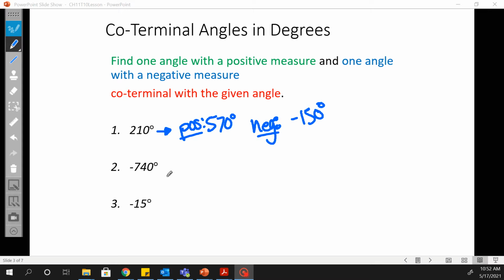Now negative 740, we want one with a positive measure and one with a negative measure. Well, I can find another negative measure by just adding 360 to negative 740. So negative 740 plus 360 is negative 380 degrees. But I also want a positive one. So I could add 360 again, but that gives me negative 20, which is still negative. So I'm going to have to add 360 again, which will give me positive 340 degrees.